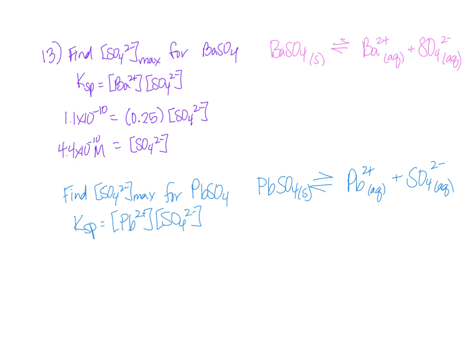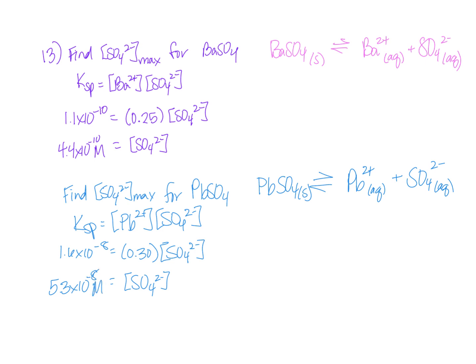We are going to plug in our KSP that was given to us in the problem, and then we are going to plug in the concentration of the lead from the lead-2 nitrate that was given to us in the problem. So our KSP is 1.6 times 10 to the minus 8 equals 0.30 times the SO4 2- concentration. Again, we're just going to divide both sides by that 0.30, and that will give me 5.3 times 10 to the minus 8th molar.